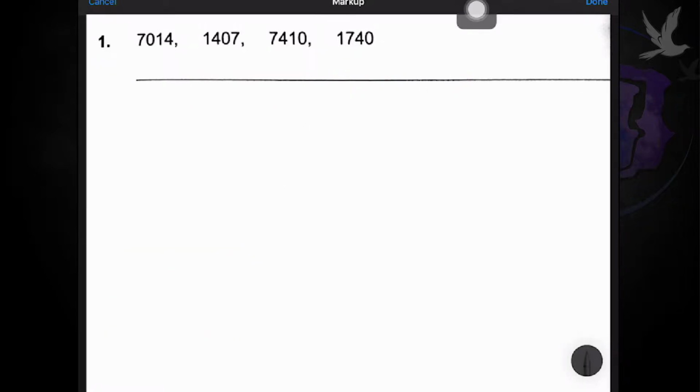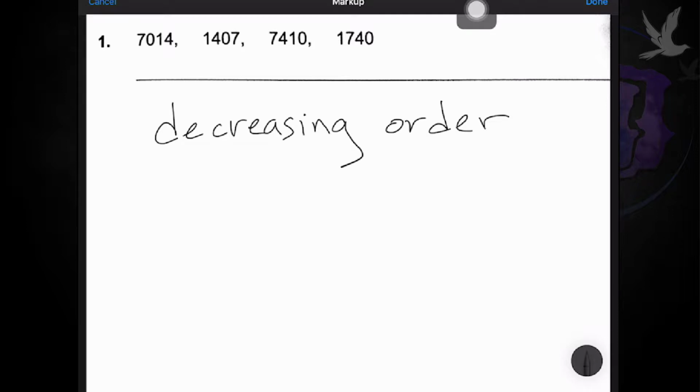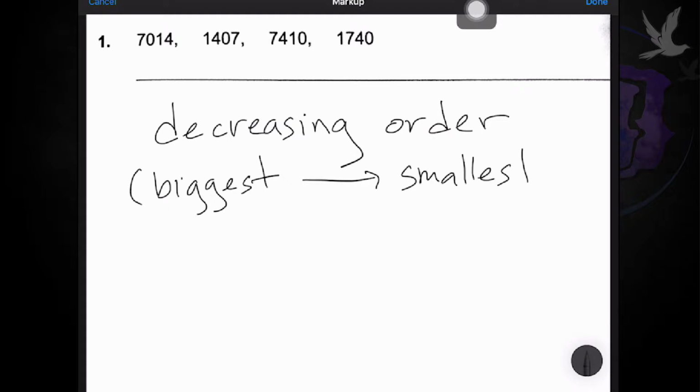So for page 25 again, letter D, we are now instructed to arrange the following numbers in decreasing order. Okay, if increasing means smallest to biggest, decreasing order now means from biggest all the way to the smallest. Which means when we are decreasing, you have to start with the biggest number.